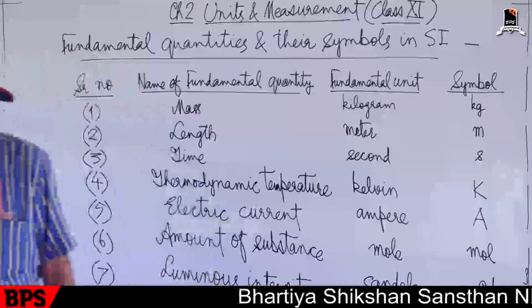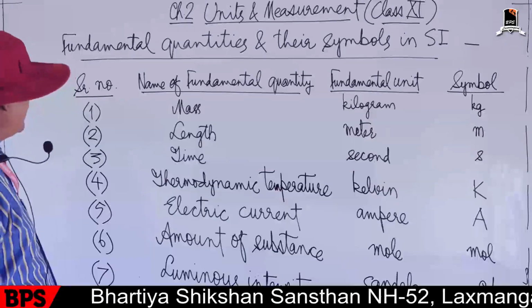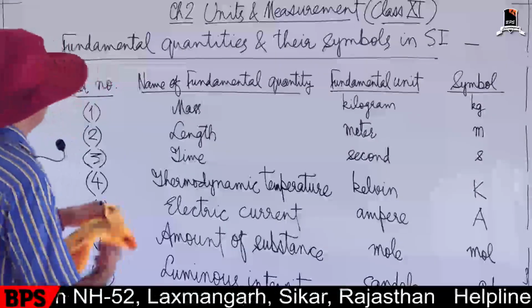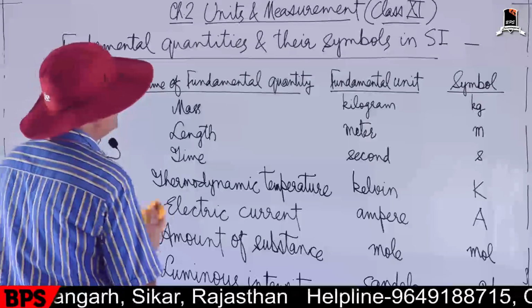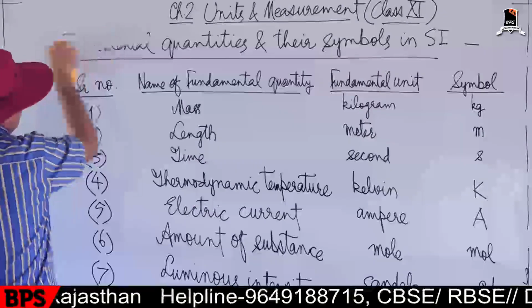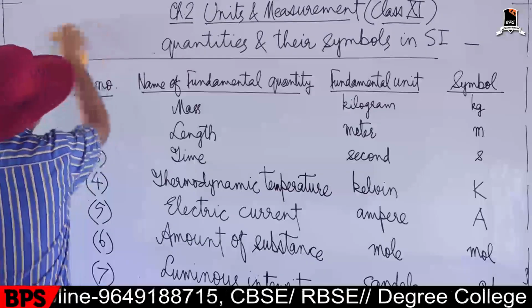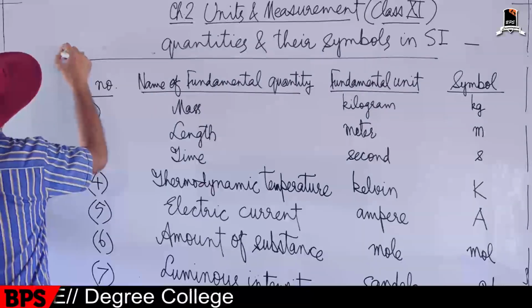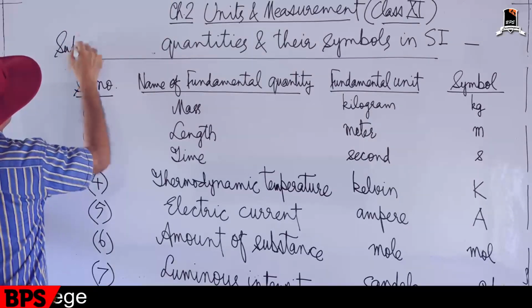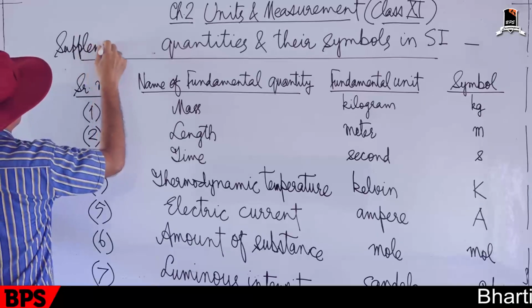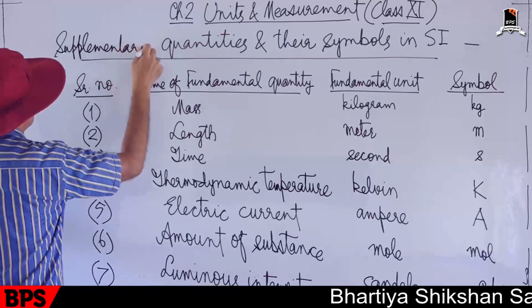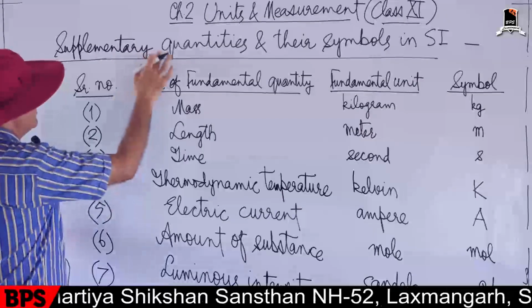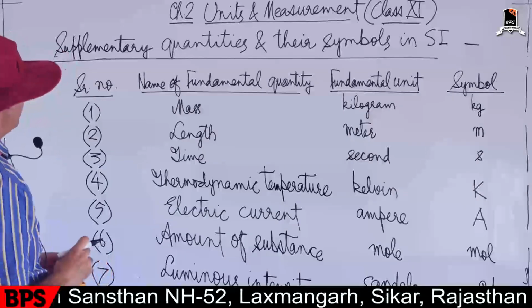Now, we are going to make another table which will contain the supplementary quantities. So, the heading will be supplementary quantities and their symbols in SI.